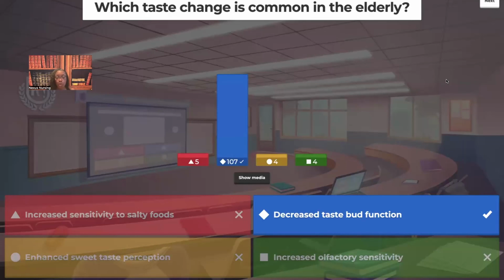Sweet and salty. So that places them at risk for diabetes because of the sweet. It's hard for them to taste the sweet, so they want more of the sugar to taste it, right? And it places them at risk for hypertension because their taste for the salt has decreased, and so they tend to put more salt on their food so they can taste it. So it places them at risk for both the diabetes and the hypertension because of the decreased taste of sugar and salt. Very, very good.